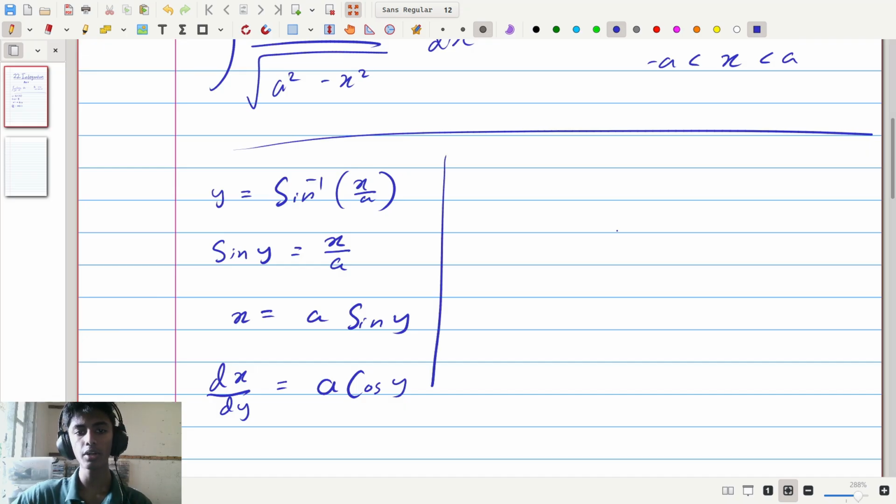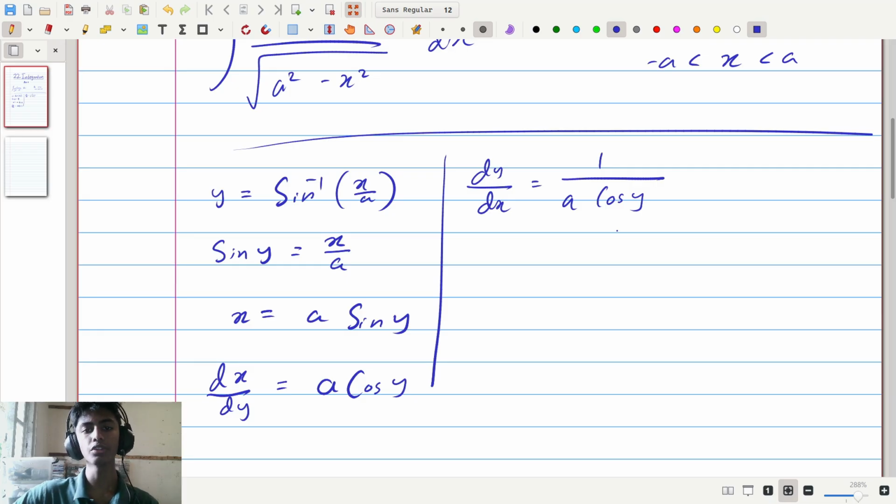From our rules, we know that dy by dx is going to be 1 divided by a times the cosine of y. Now what we're going to do is use the identity that the sine squared of x plus cosine squared of x is equal to 1 for any x elements of real numbers. If you want to know more about that, click this video on the top right here.